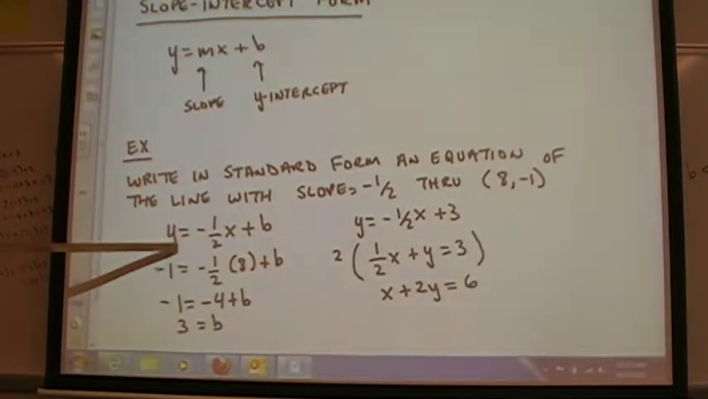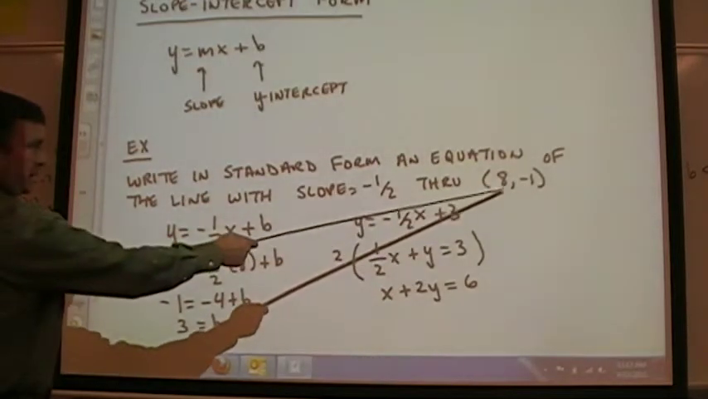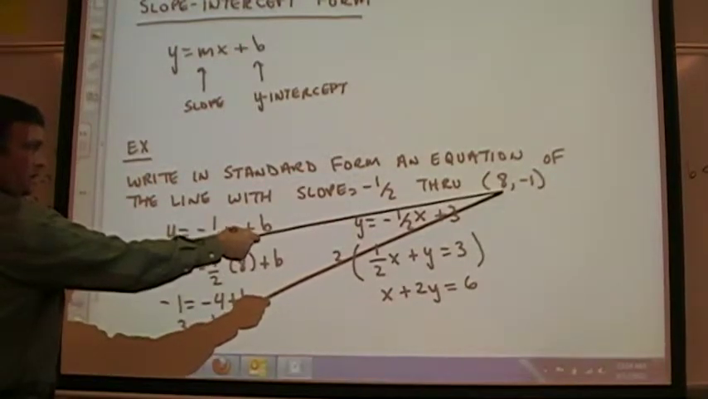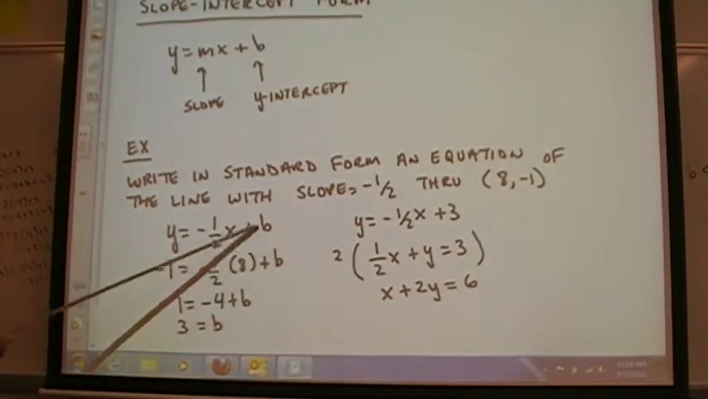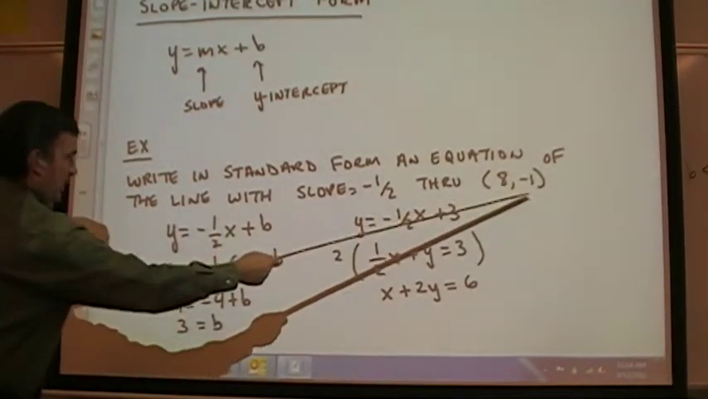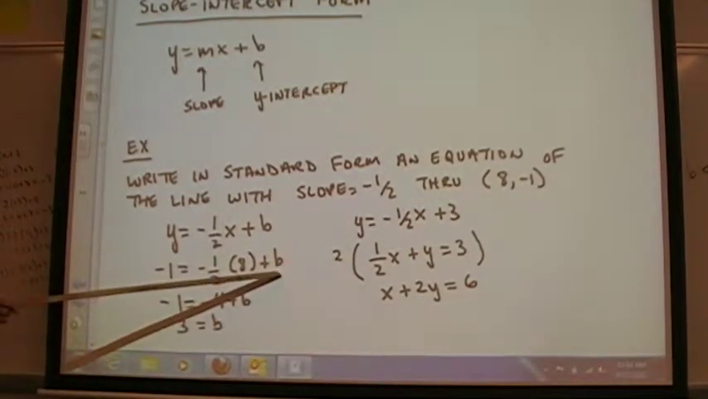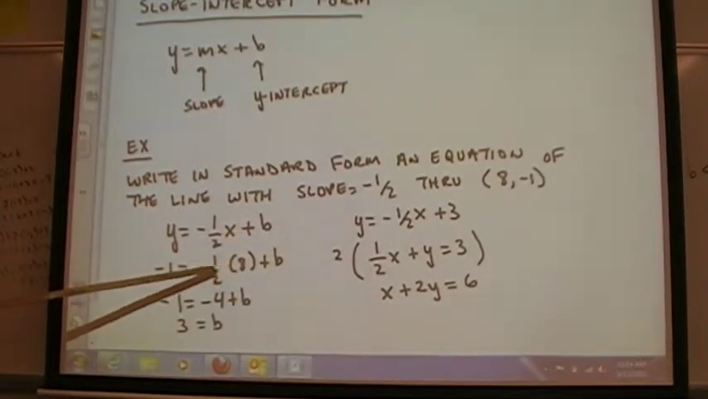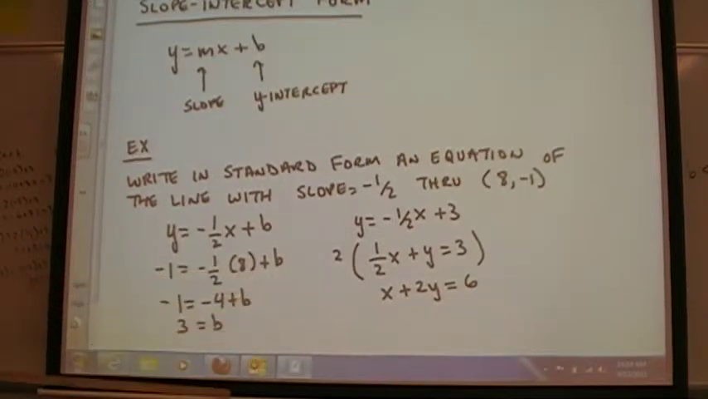From there, to get b, you just take the point they give you that the line is passing through. What coordinate is this representing? X. X, and what's this one represent? Y. Y. So just plug 8 in for x and -1 in for y. But don't put -1 in for b. b is the y-intercept, okay? 8 goes in for x and -1 goes in for y. We're trying to solve for b.